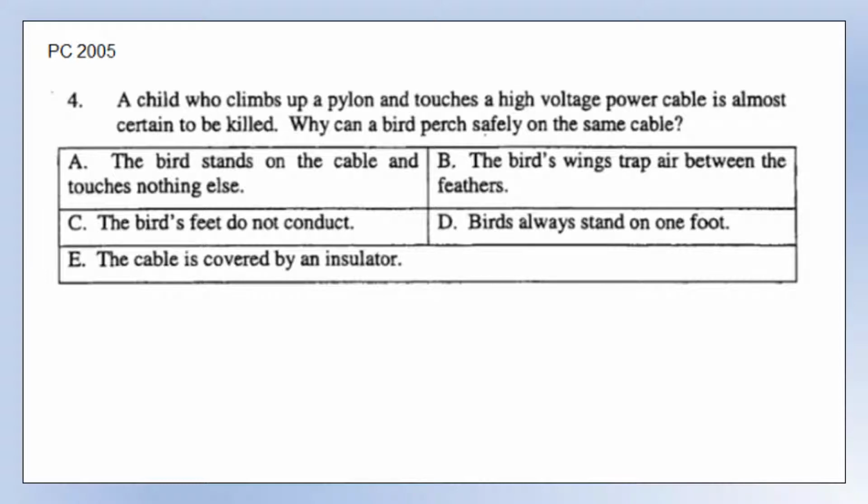So a child who climbs up on a pylon and touches a high voltage power cable is almost certain to be killed. Why can a bird perch safely on the same cable? Well, the bird doesn't touch the pylon. The bird just stands on the cable and is insulated from the ground, whereas if you climb the pylon, you're connected via the pylon to the ground, and when you touch the cable, you're going to have a massive current that goes through you, which is likely to send you into fibrillation or have a heart attack, essentially.